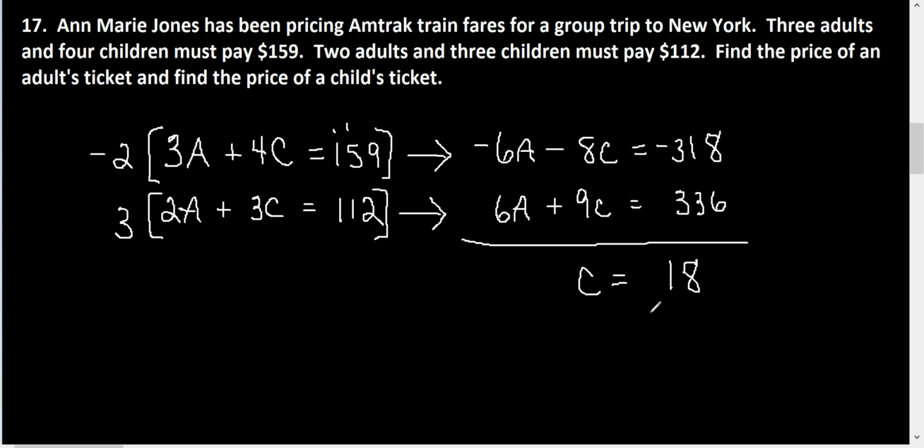Okay, if one child's ticket is 18, what is the adult's? So I'll go back down and I'll use this equation here to figure out what the adult's is. So here I've got 2a plus 3 times c, and c is 18, equals this 112. Let's see here. 3 times 18 is 30 and 24, 54. So I'm going to subtract 54 from both sides.